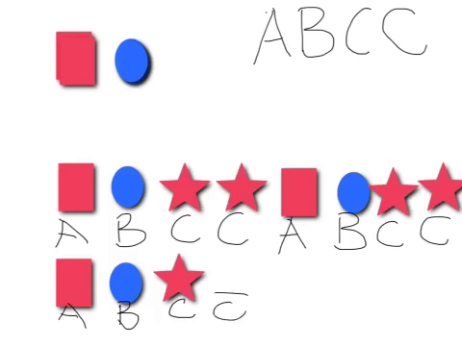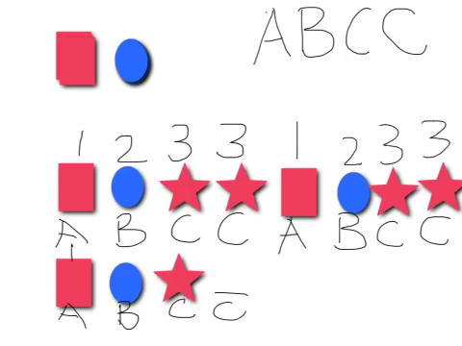What about if I wanted to describe it with numbers? I'm going to write them above. It would be 1, 2, 3, 3. 1, 2, 3, 3. Remember that missing part is a star.